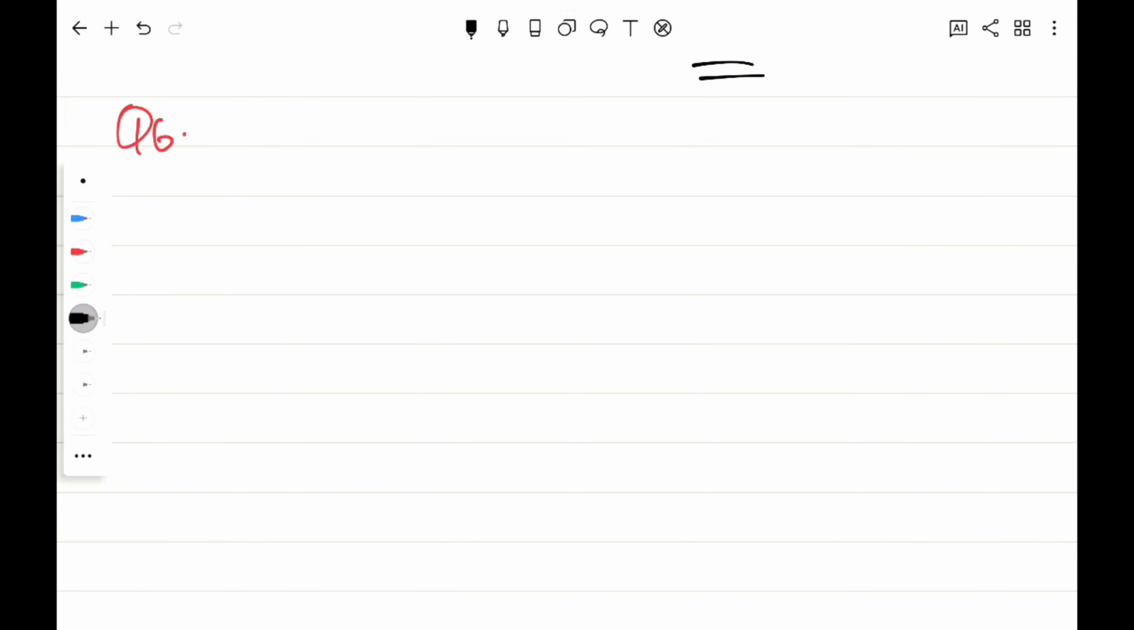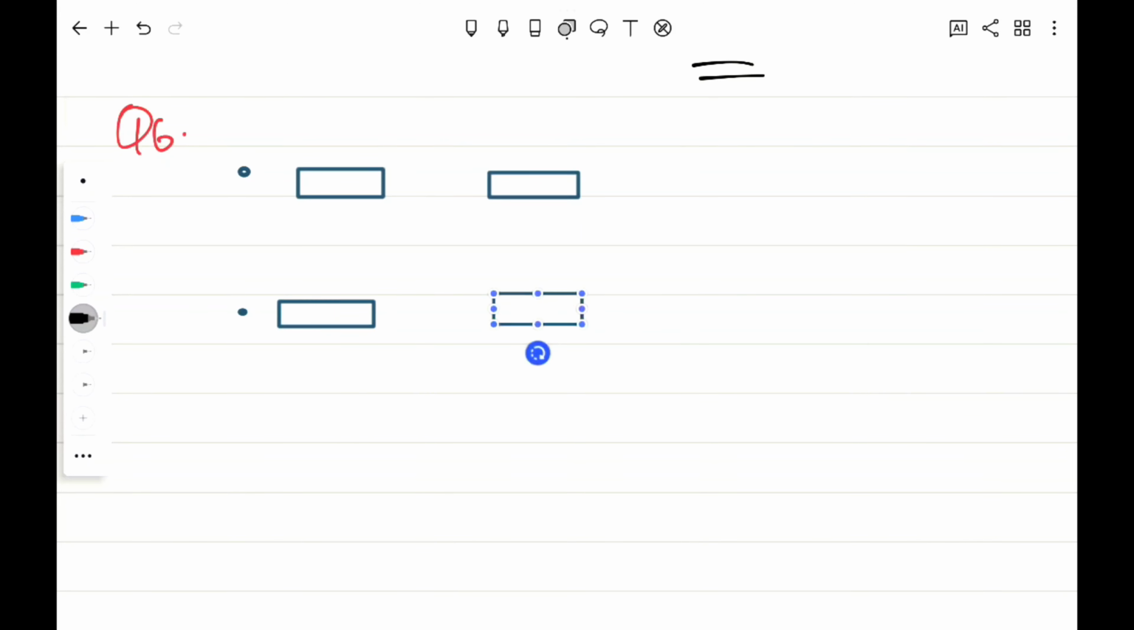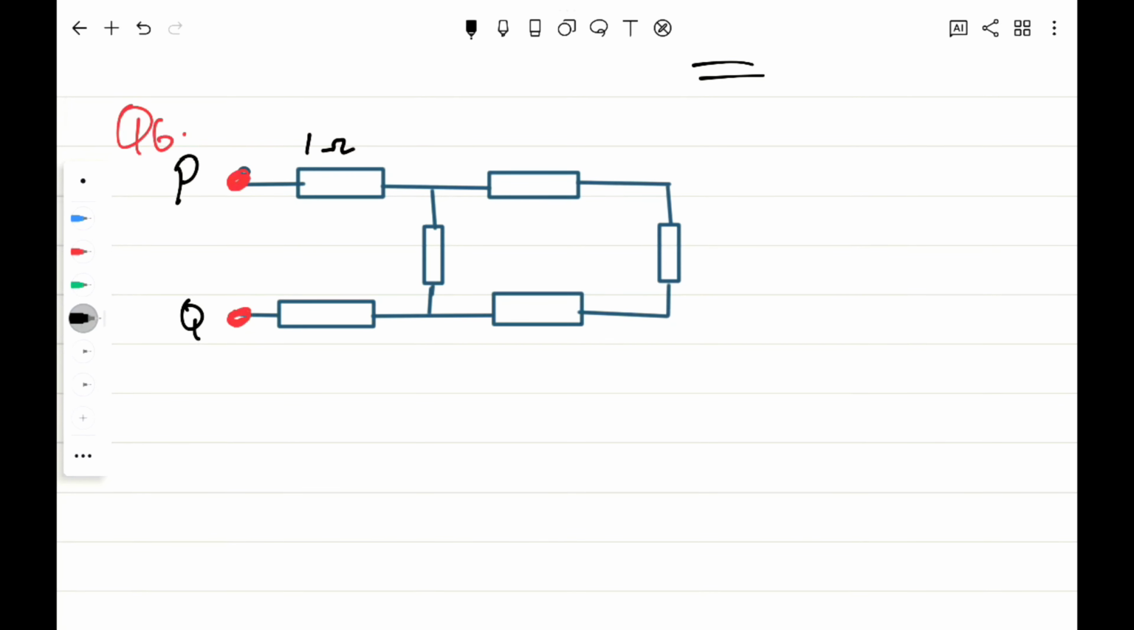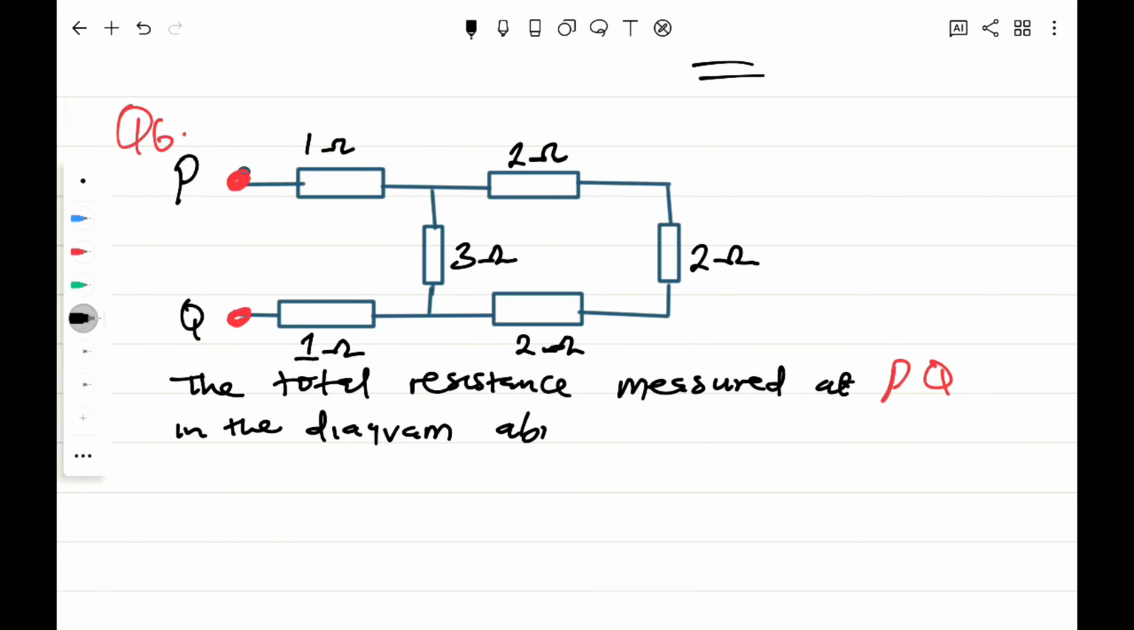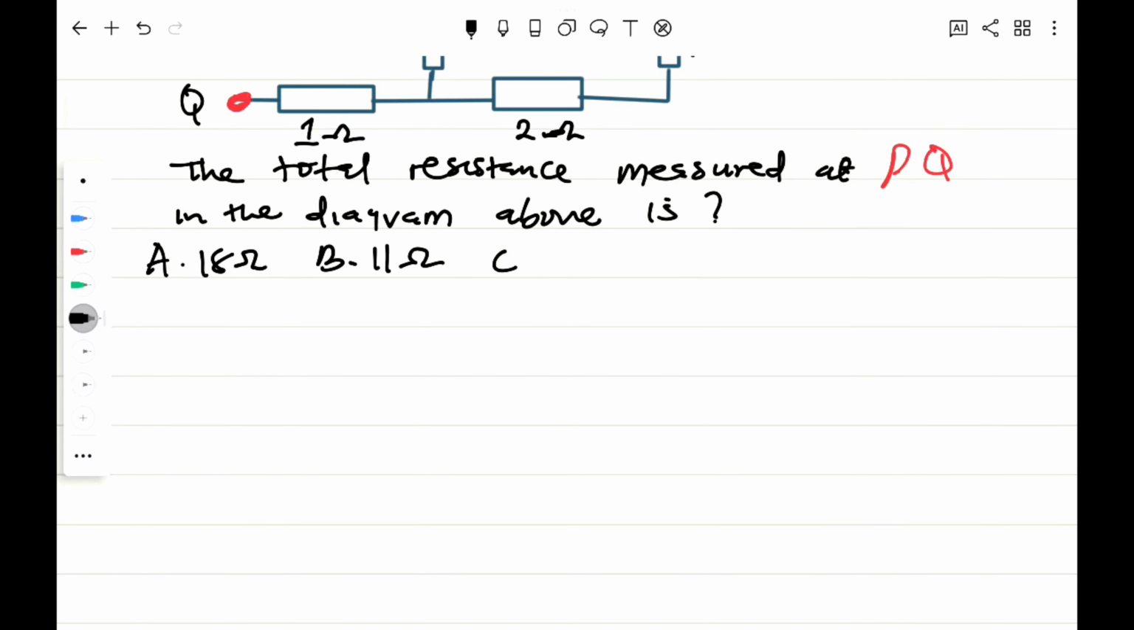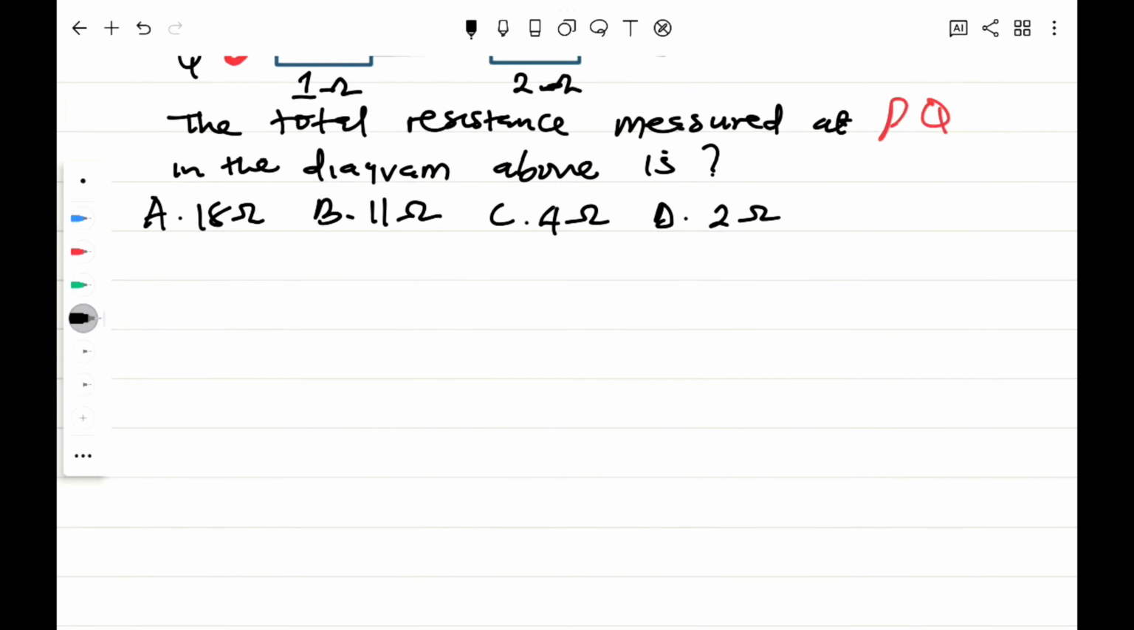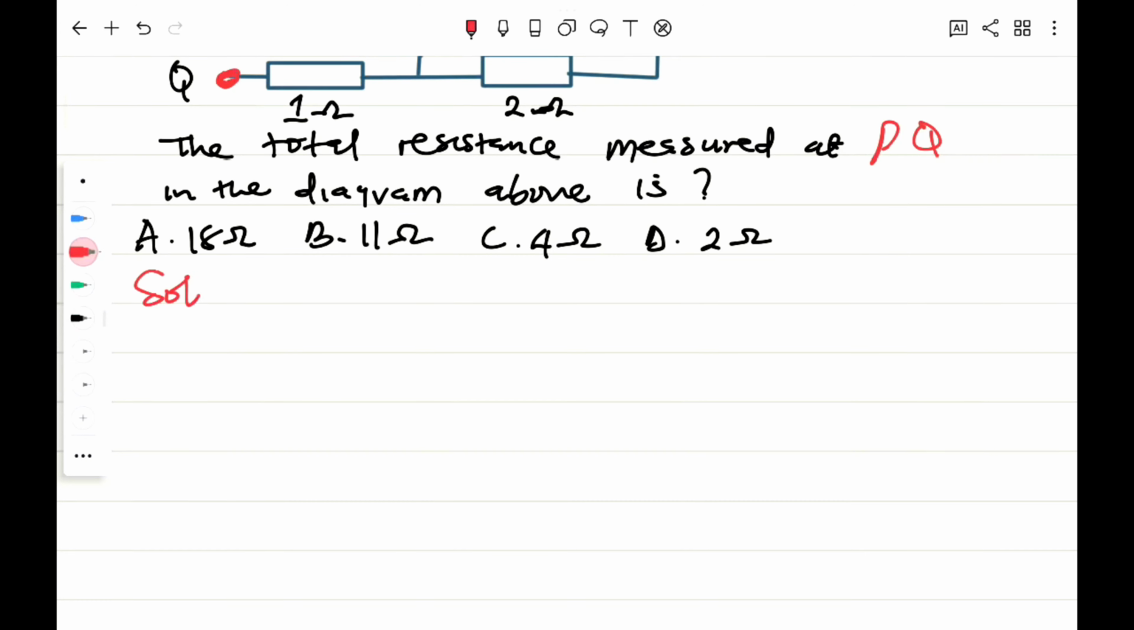Now, let's proceed with question number 6. Question 6 is on resistors, electricity. So this is the circuit diagram roughly drawn. So let's look at the question. These are our resistors: 1 ohm, 2 ohm, 2 ohm, 2 ohm, 3 ohms, and then we have 1 ohm resistor. The question is the total resistance measured at PQ in the diagram above is. These are our options. So solution, you're going to follow the best method using the triune method.